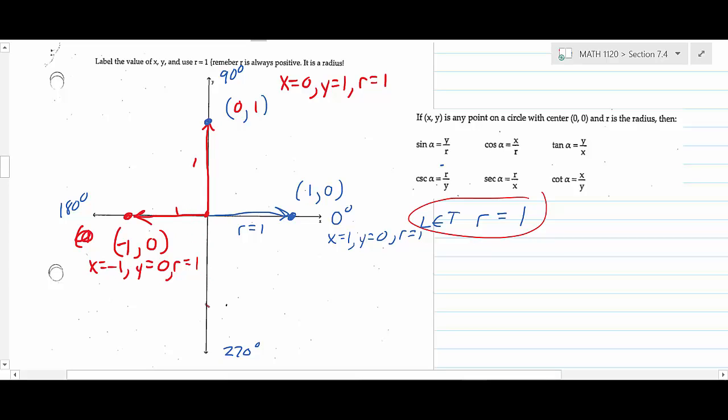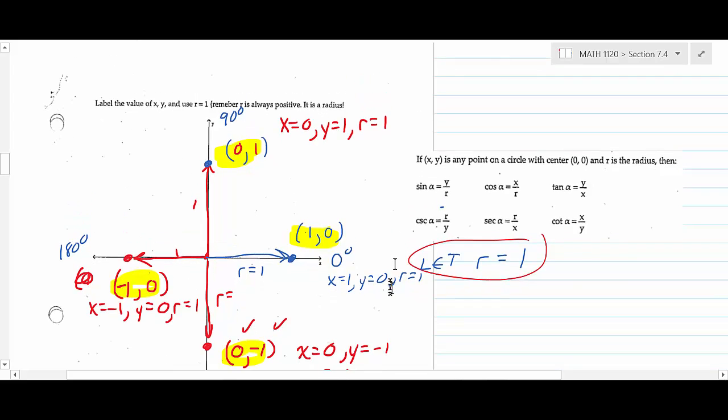And then finally, if we went to 270, and the radius we chose to be 1, what would that point be? (0, -1), right? Okay, so that means you would have x equals 0, y would be equal to -1, and then r is 1 because we let it be that. So really what you got to do, if you're finding the trig functions of what we call quadrantal angles, you just let r be 1, and then you can figure out those points, okay?